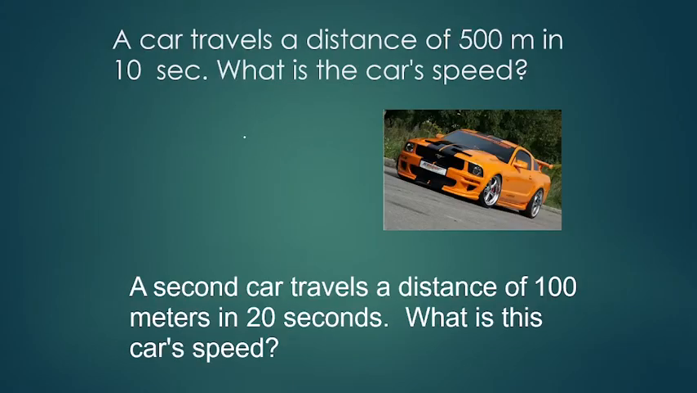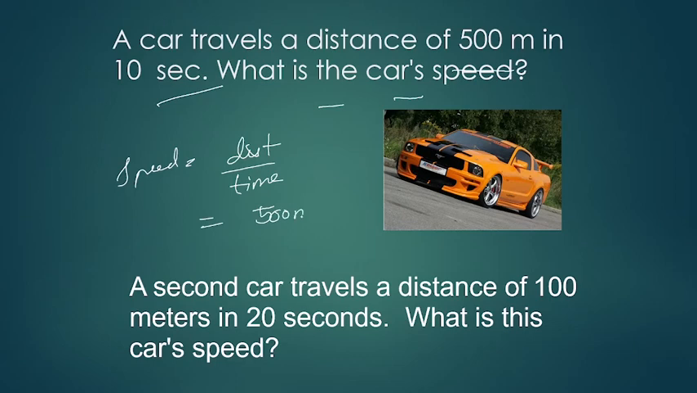Now let us do a small example. Given that a car travels 500 meters in 10 seconds, it is asking us what is the car speed. We know that speed equals distance by time. Now how much is distance? It is 500 meters. And what is time? It is 10 seconds. So 0 0 cancel. The answer is 50 meter per second.